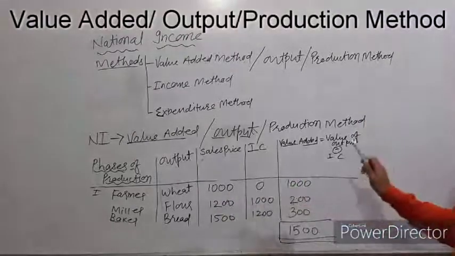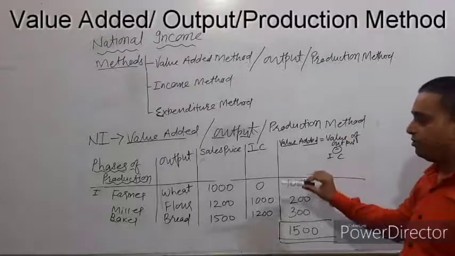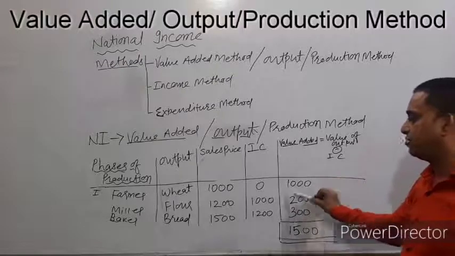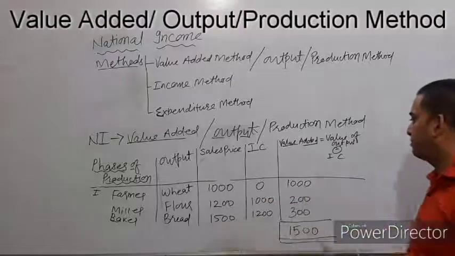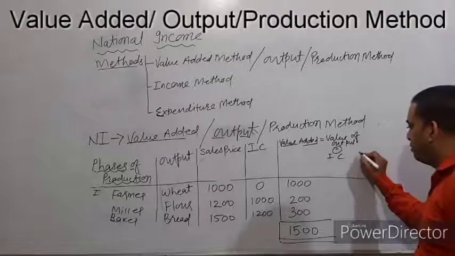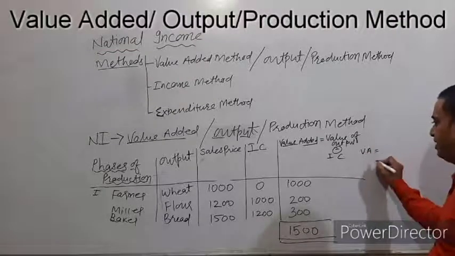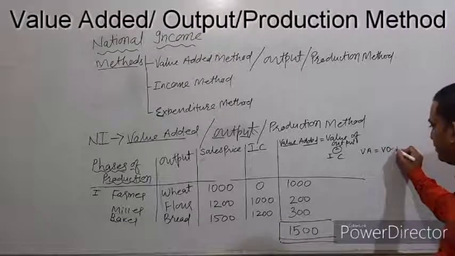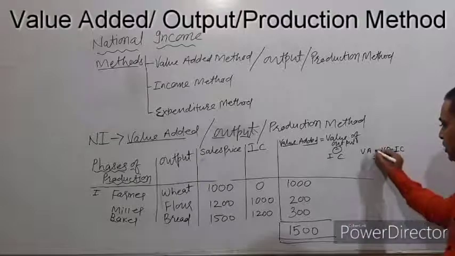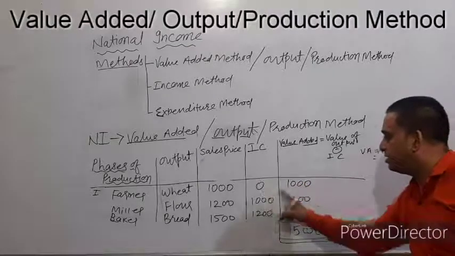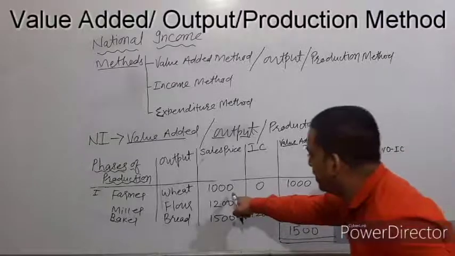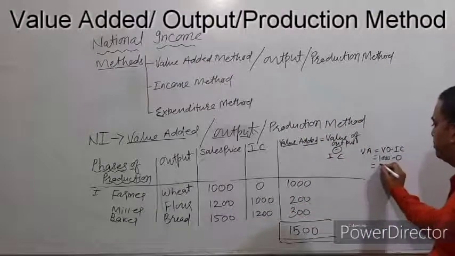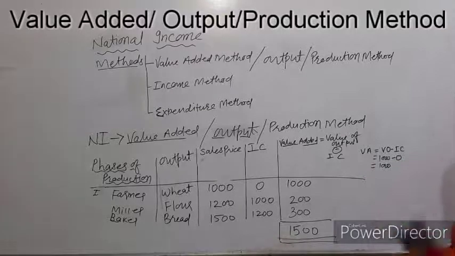If we want to know how much the value added is, here we can say 1000 minus 0, which means 1000. Here, value added, VA, is equivalent to value of output, VO, minus intermediate consumption. So the value of output is here 1000, right? And intermediate consumption in the starting is 0, so we will get 1000, right?